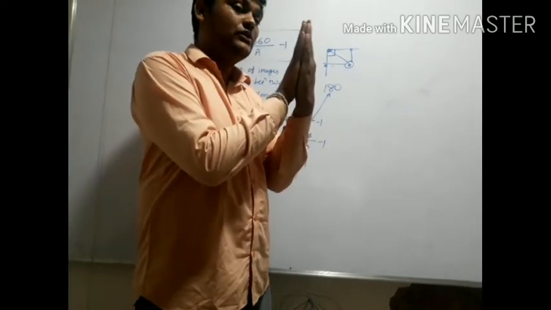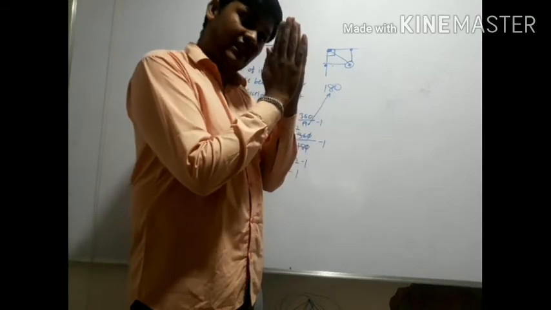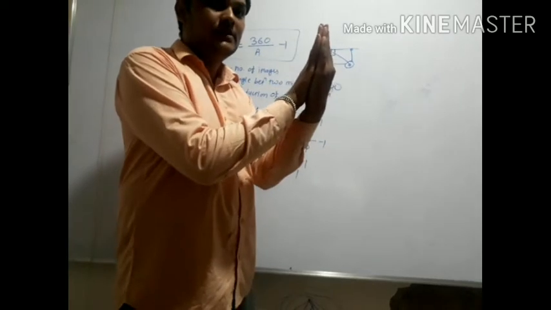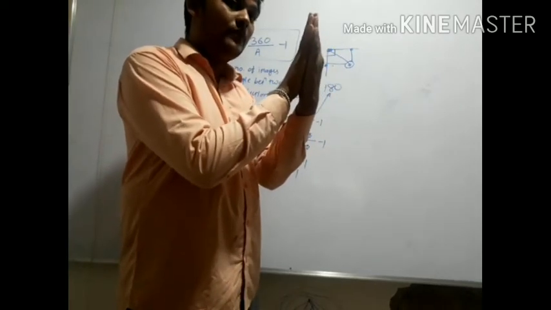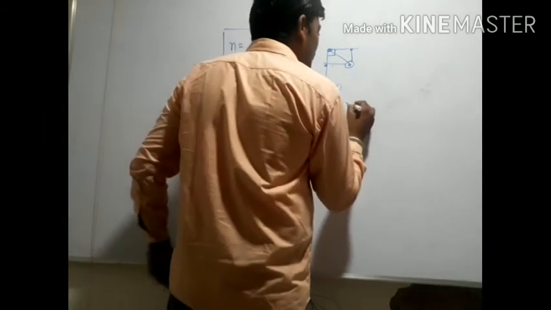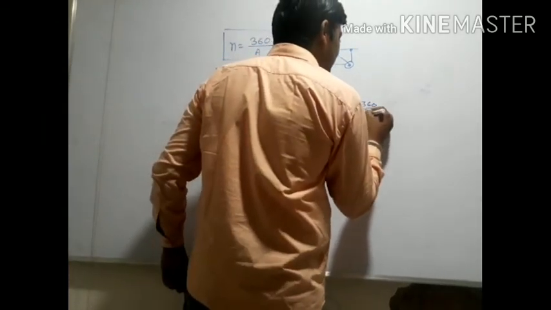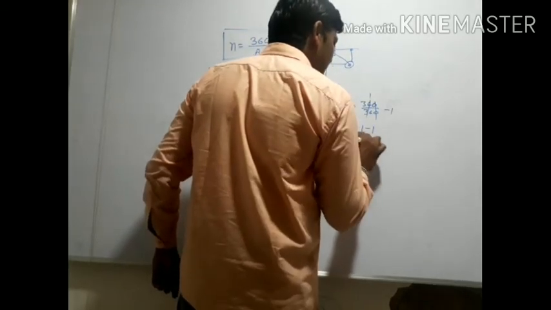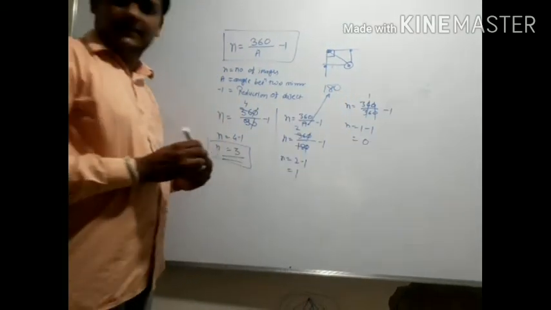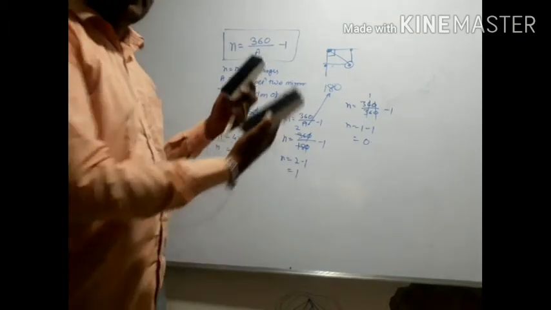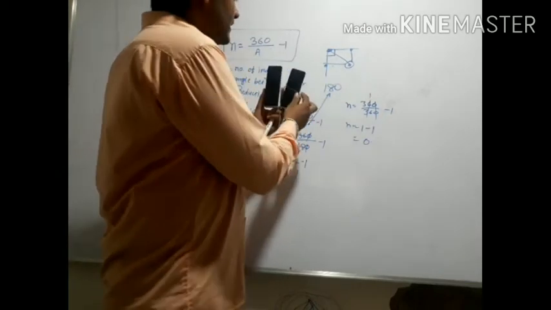How many images you got? On a single image we are unable to get. Zero images are formed. How many images are formed? 0, 1, 2, 3. How many images you form? Zero, definitely. See how it is. N is equal to 360 divided by 360 minus 1. N is equal to 1 minus 1, that is 0.